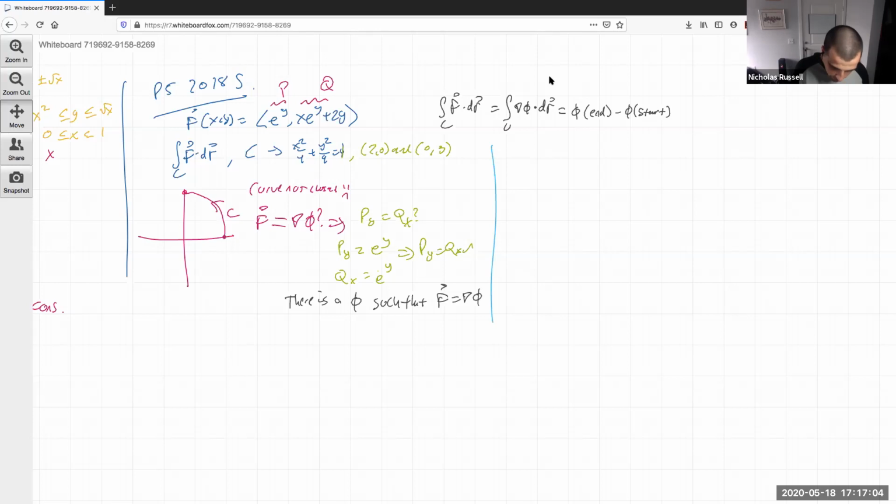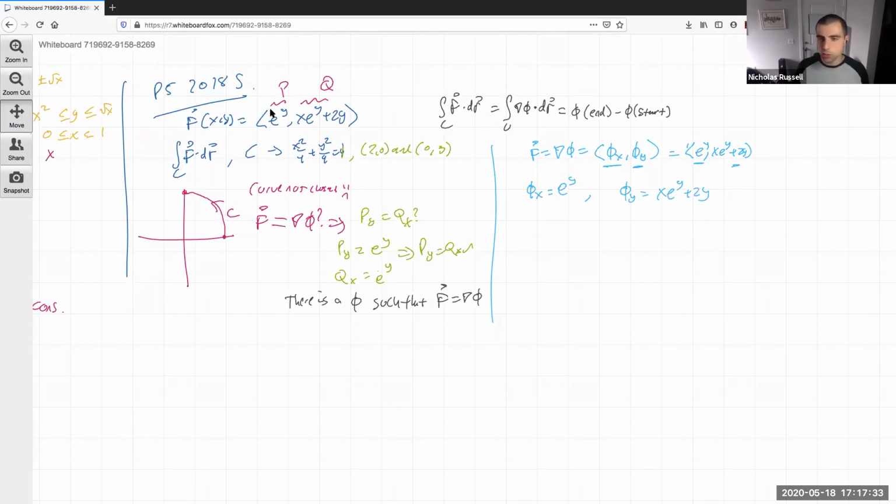So if I assume then that f is equal to some potential function, this means that this is phi x and then phi y. And this equals specifically e to the y, and then x e to the y plus 2y. So this implies then that the x coordinates have to be the same and the y coordinates have to be the same. So this means that phi sub x is equal to e to the y, and phi sub y is equal to x e to the y plus 2y.